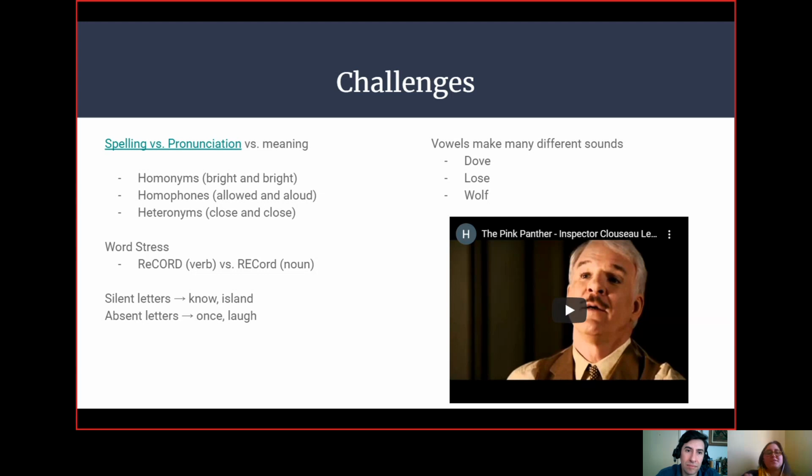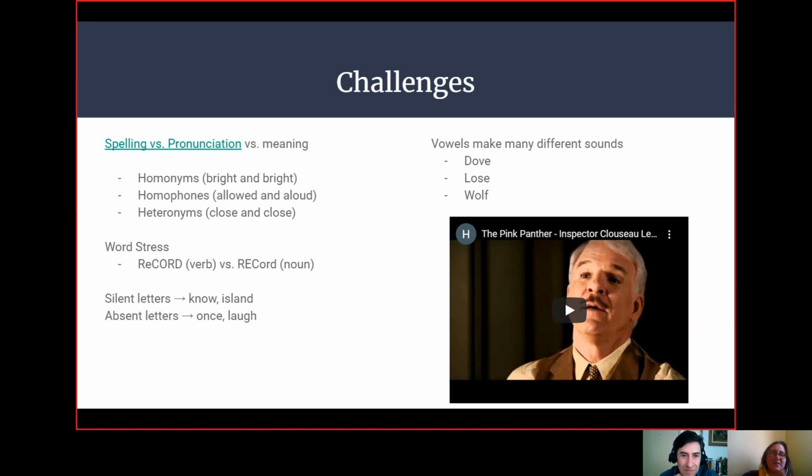We've got a lot of homophones. So the first allowed here means you have permission, allowed, but spelled differently, aloud means to speak with volume in your voice, out loud.